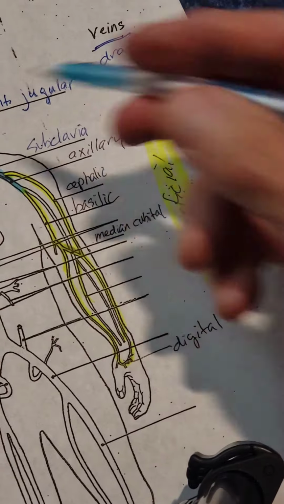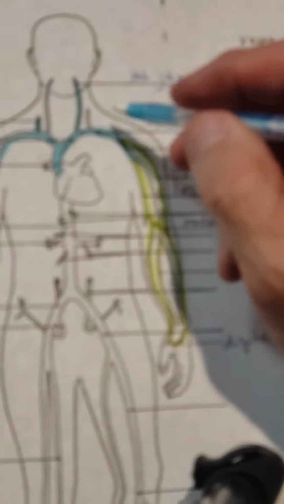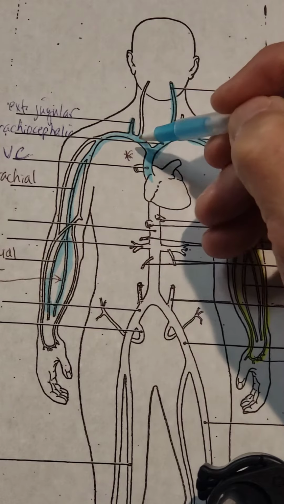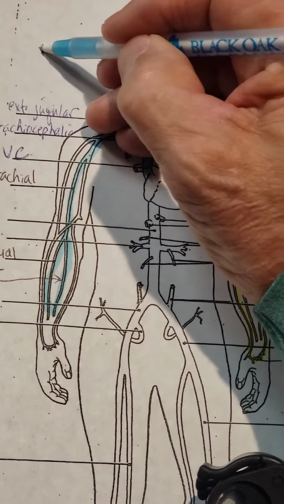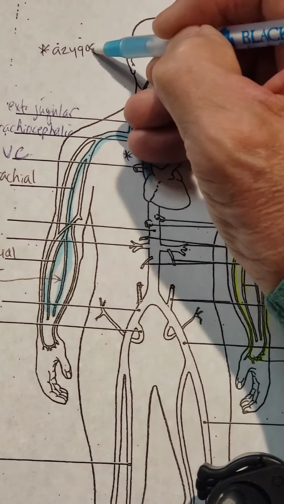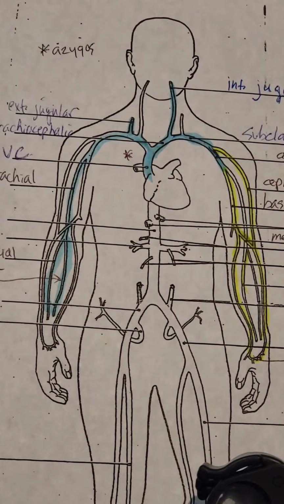So let's go back to our picture here. I want to put an asterisk right in the center here, and I want to take a note of this and put it up here. There is a vein called the azygos vein. The azygos vein, you'll see it on the heart models. It's the last vein to enter the superior vena cava right before it goes into the heart. So it drains the thorax.